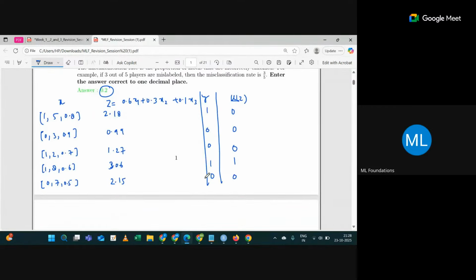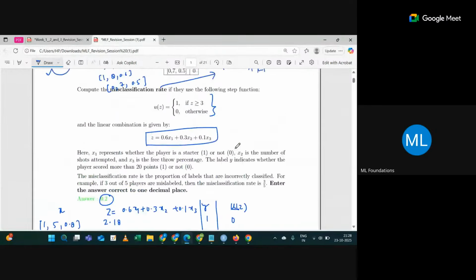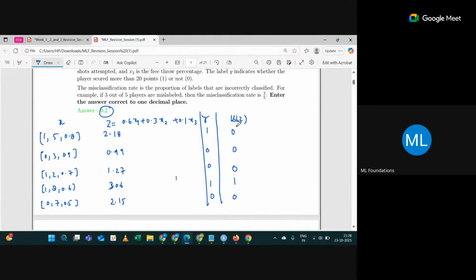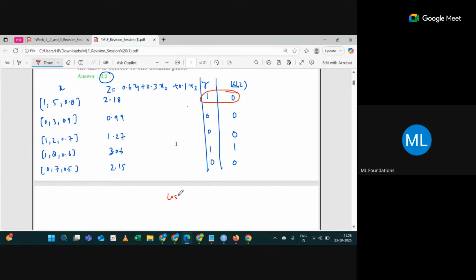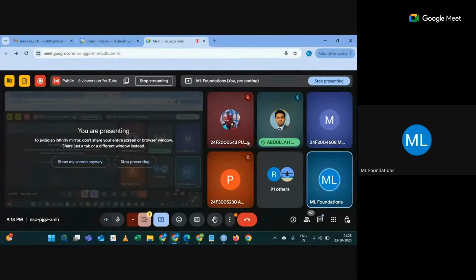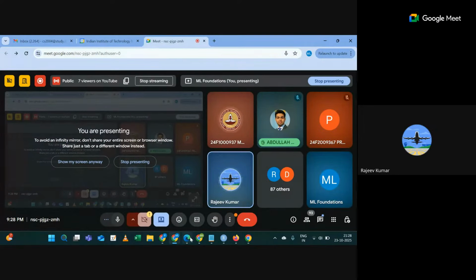So you can see what is the average loss actually here? There is only one, right? This is the only one, the misclassification, right? Out of 5. Okay, so basically here loss will be 1 by 5, and here only one case, so 1 by 5 is 0.2. That's the answer. That's all. Everyone got this? Yes, sir. Is it clear? Yes, sir. Okay, great.